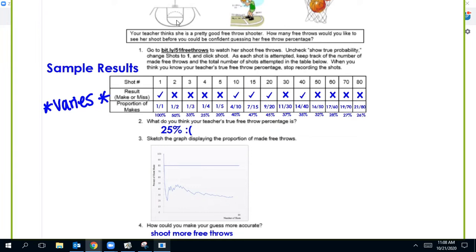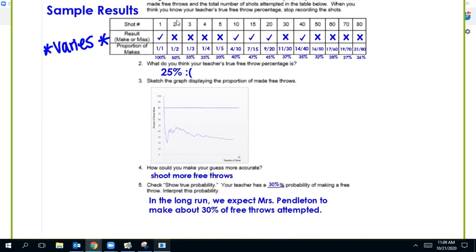And then here's my graph. I was claiming 80. I started off higher than that at 100, and then I went down immediately to 50 on the next shot. And so then I never even made it close to 80. So according to mine, I was a really bad free throw shooter, which might be more accurate. So you can sketch that graph. And then how could I make my guess more accurate? Just keep shooting free throws. The more you shoot, the better estimate it'll be.